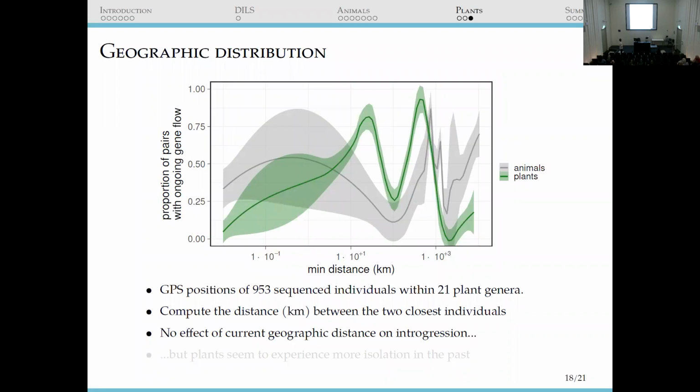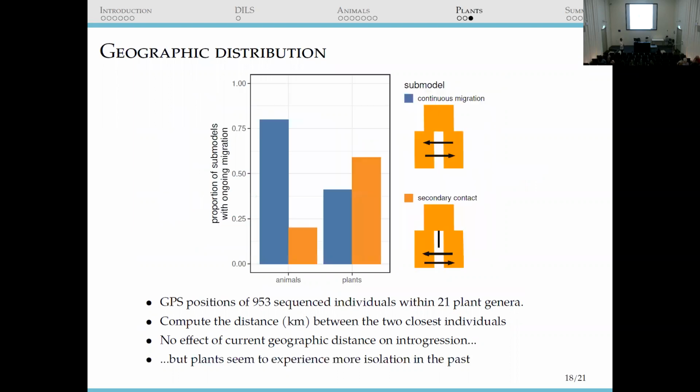So here it's just a way to see the relationship between distance and gene flow. Well, basically, there is no effect, it's just noisy. So it's funny to see that there is no effect of the current geographic distance on introgression. But what is weird, there seems to be an effect of the ancestral geography. For pairs of plants and pairs of animals supported by ongoing migration, we computed the probabilities of models with ongoing migration since the time of split, and models with isolation in the past and ongoing migration.